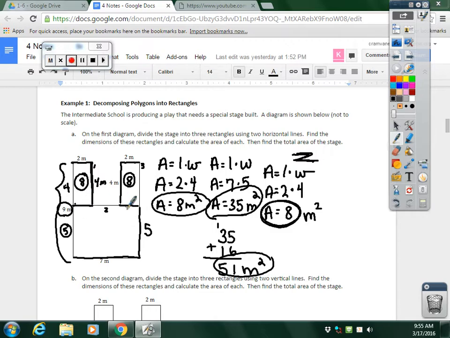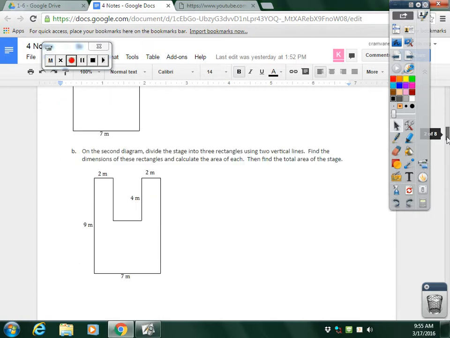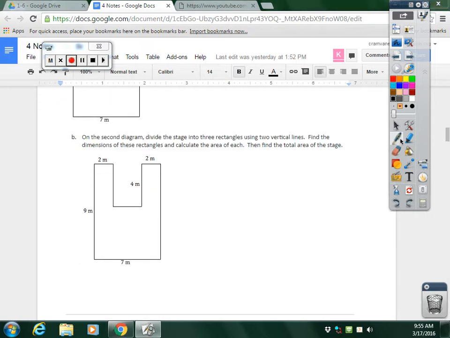Okay? So let's go down to B. They're going to give us the same one for B, but they're going to ask us now, instead of doing horizontal lines, they want us to divide the stage into 3 rectangles using 2 vertical lines. Since B's are up and down, I know that they want 2 lines up and down. So I'm going to draw a line here, draw a line here. Okay, so now I'm going to have to fill out some missing things.